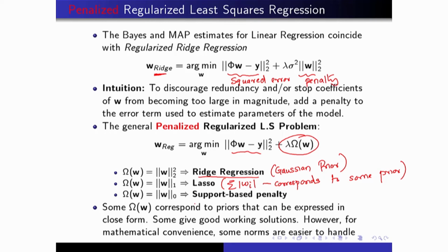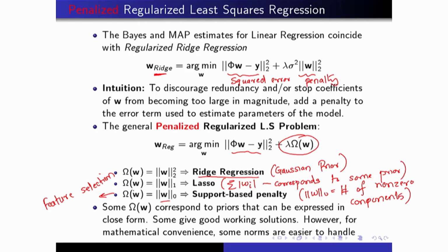You could also have other regularizers such as a support based penalty. This basically returns the number of non-zero components in the w vector. So basically you might want the number of non-zero weights to be as small as possible, or in other words you want to select as few features as possible. This is basically the feature selection model.